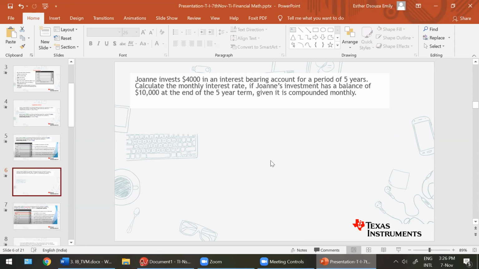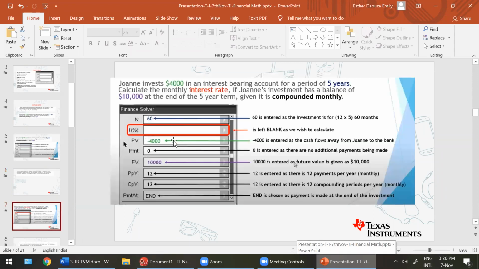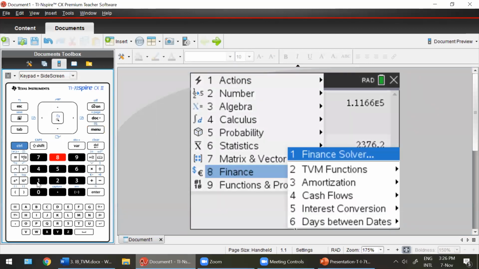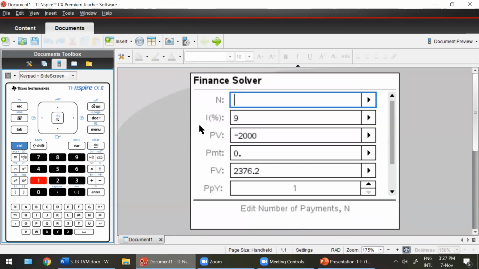So what will you type in and where? Take a note, students, take a close look at this. So over here, let me go to the calculator and again, menu 81. As I do, I will clear the screen. So you'll be typing in 60, right, for n. So why will you type in 60 for n?